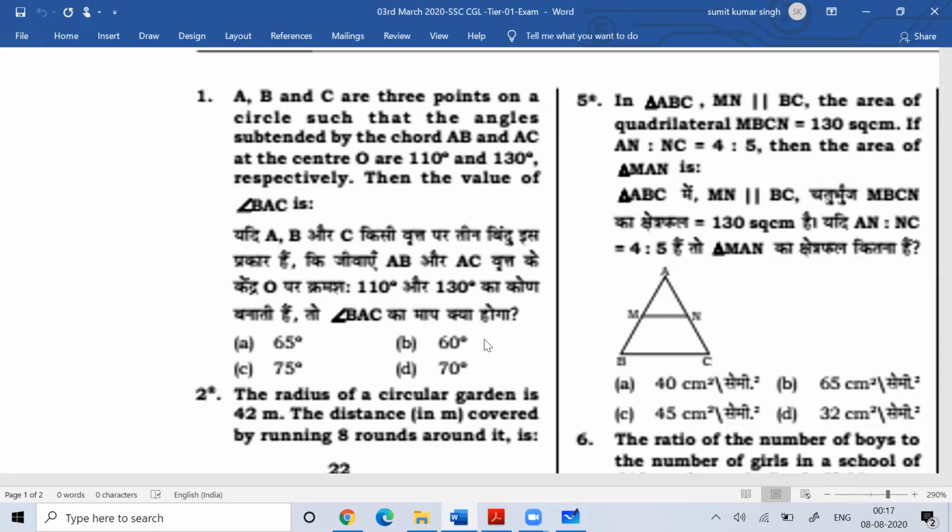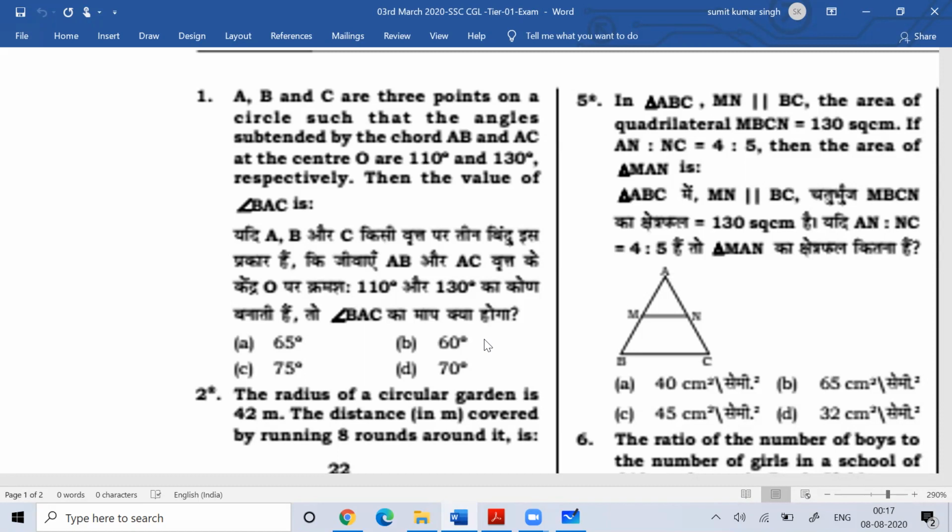More or less, when we talk about the exam, we can definitely expect that questions which came in past years may repeat, or even if they do not repeat, similar kinds of questions may appear in the exam. So that is the agenda of this session. In this session, I'm going to discuss the quantitative aptitude section of the 3rd March 2020 Tier 1 exam. One by one we'll do that.